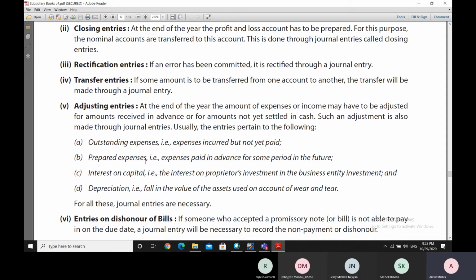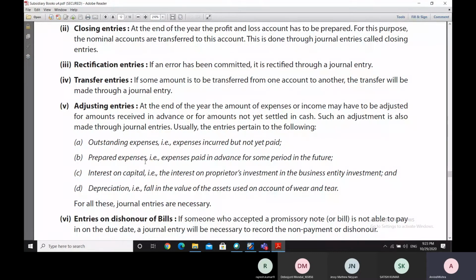And in order to make adjustments on account of outstanding expenses, like outstanding expenses, which will be expenses that have been incurred but not yet paid for, they will have to be entered in the profit and loss account so that we can account for these expenses because they have already been incurred.